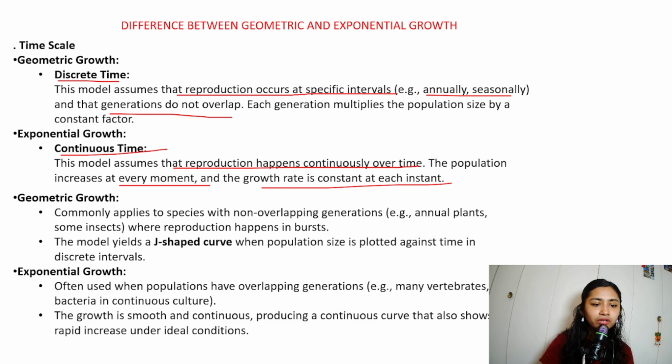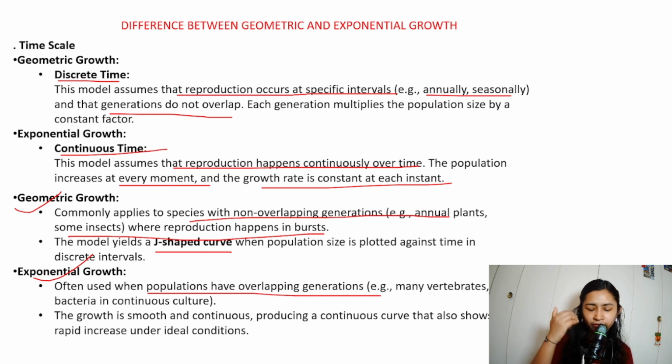Geometric growth commonly applies to species with non-overlapping generations, like annual plants and some insects, where reproduction happens in bursts. It follows a J-shaped curve. And exponential growth is often used when populations have overlapping generations because they are reproducing constantly, like many vertebrates and bacteria in continuous culture. The growth is smooth and continuous, producing a J-shaped curve that also shows rapid increase under ideal conditions.